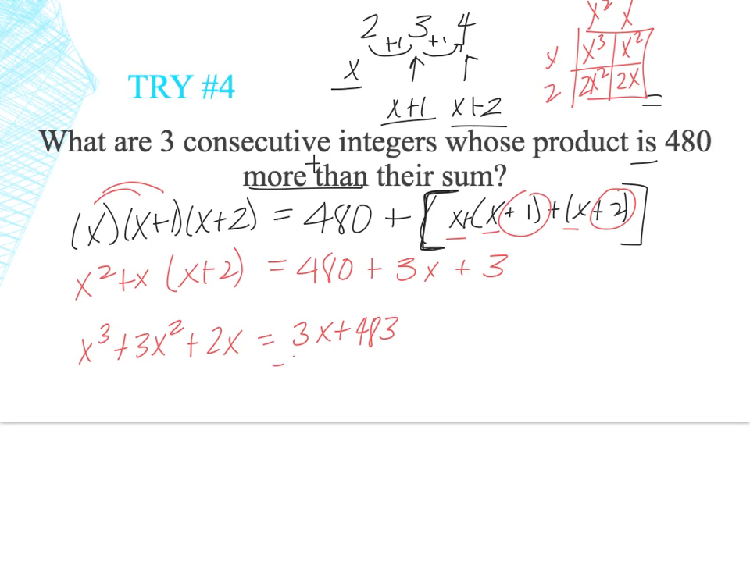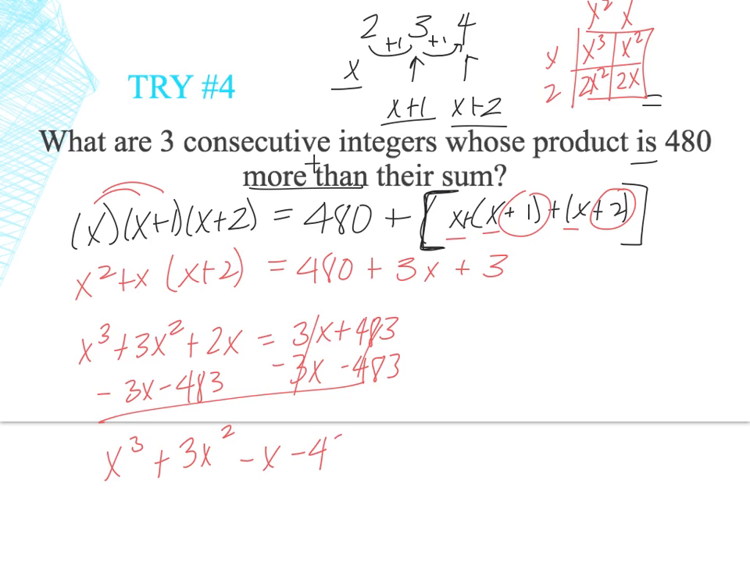Okay, keep going. If I subtract 3x and subtract 483, I'm going to get x cubed plus 3x squared minus x minus 483 equal to 0. Once again, we will put that into our calculator, and the x value that we're going to get is 7. So if I keep going with the other consecutive values, 7 plus 1 is 8, and the last consecutive integer would be 7 plus 2, which is 9.